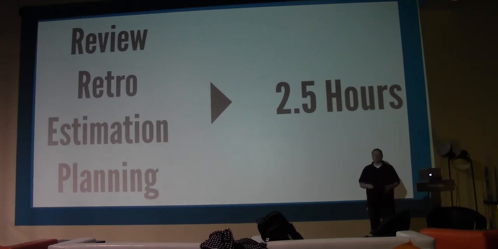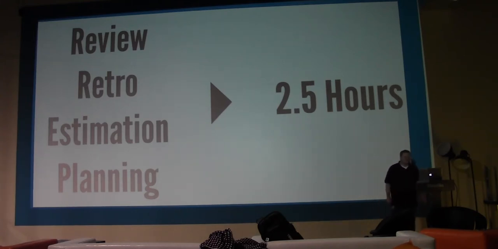Then we have a retrospective, where our stakeholders leave, and as a Scrum team together, we say, what went well, what didn't go well, and then we plan what we're going to do for the next week. It took us a while, but we've gotten really efficient. We can plan 1 to 2 weeks' worth of work in about 2.5 hours.